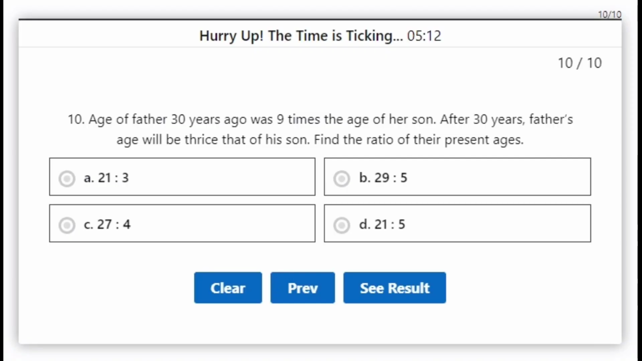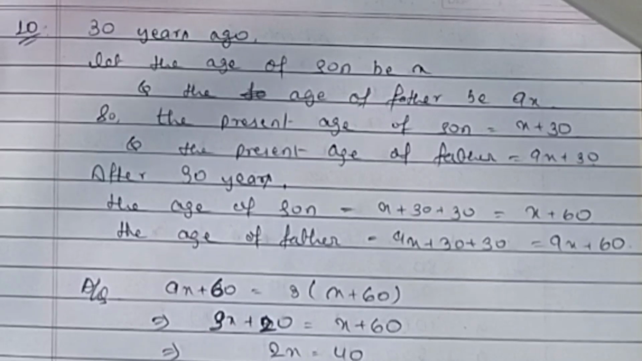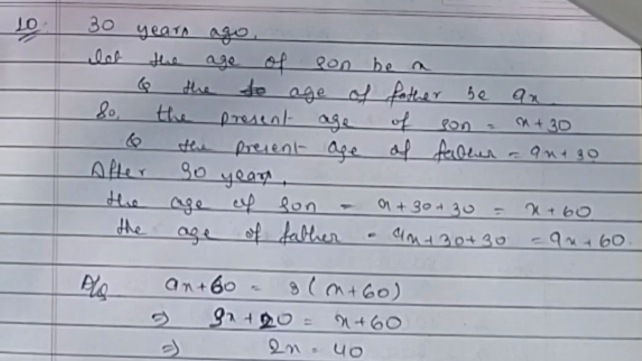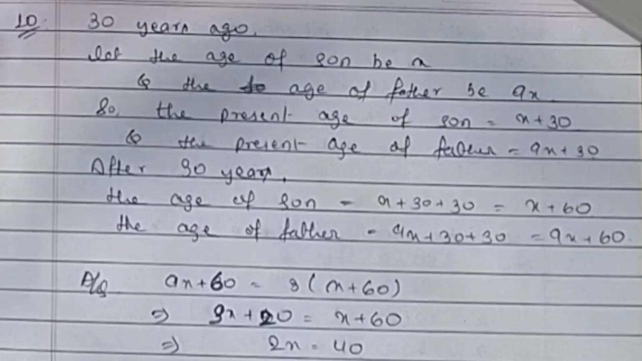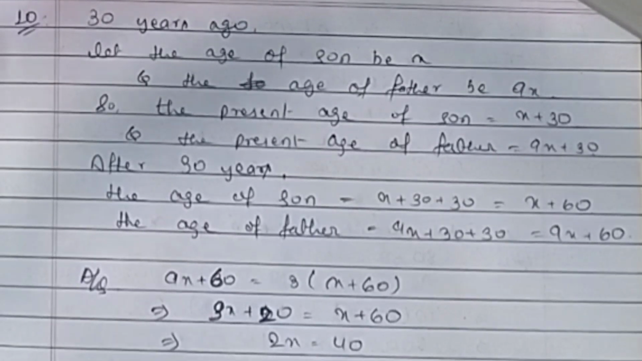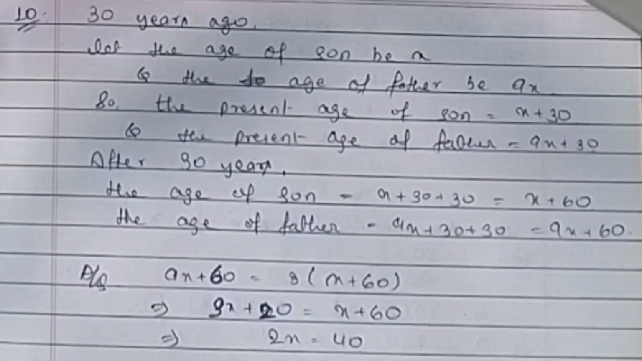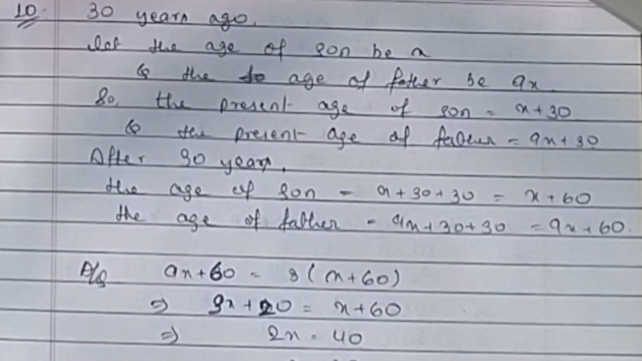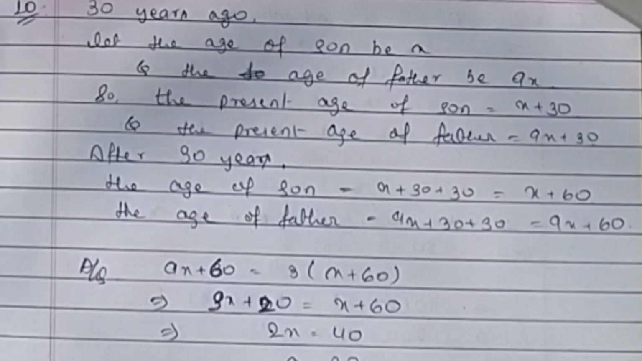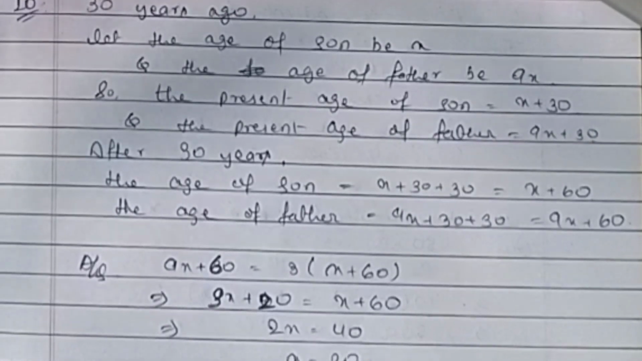Now our last and final question of this set is: the age of a father 30 years ago was 9 times the age of his son. After 30 years, the father's age will be thrice that of his son. Find the ratio of their present ages. So basically, in this question, the father's age was 9 times the age of his son 30 years ago. After 30 years, the father's age is 3 times that of his son. So we have to find the ratio of their present ages.